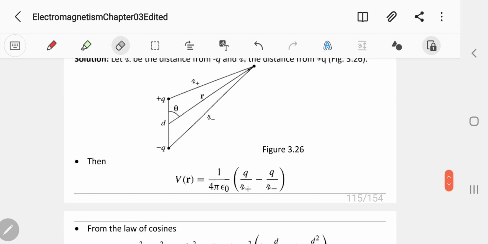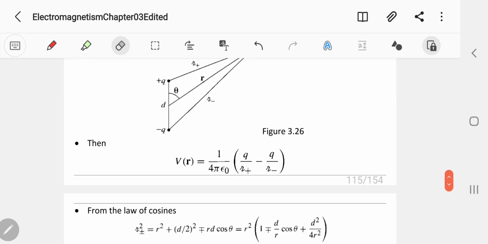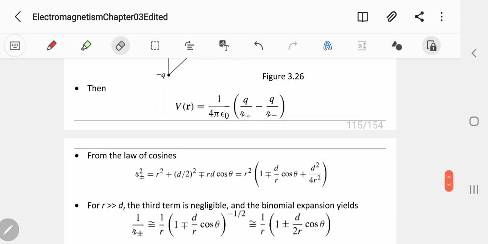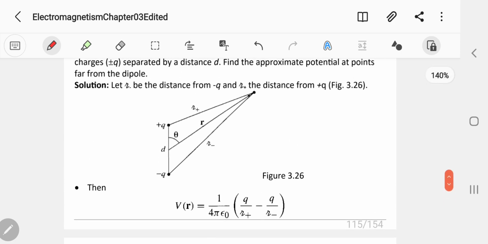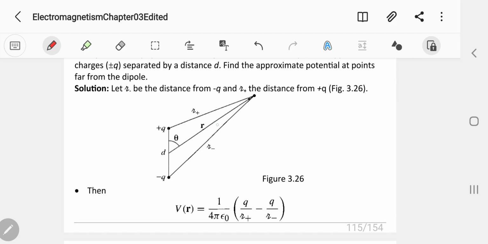So from the cosine law, let's look at this. R plus squared is just R squared plus (D over 2) squared, this is D over 2, because the total distance here is D. This is for R plus, minus R D cosine theta, and for R minus, this is plus R D cosine theta, or you can rewrite it in this equivalent expression.